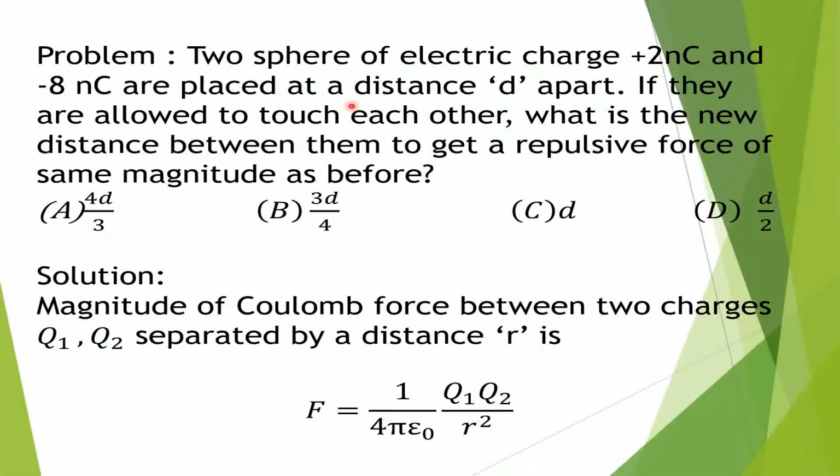Now how do we find the repulsive force? Let's look at the important thing, which is the magnitude. So let's first write down the magnitude of the force. Let's not worry about the direction of the force, whether it's attractive or repulsive. So we can write the magnitude of Coulomb force between two charges Q1 and Q2 that are separated by distance r. So this is the general expression for the force between two charges. Now let's apply this to these two cases.